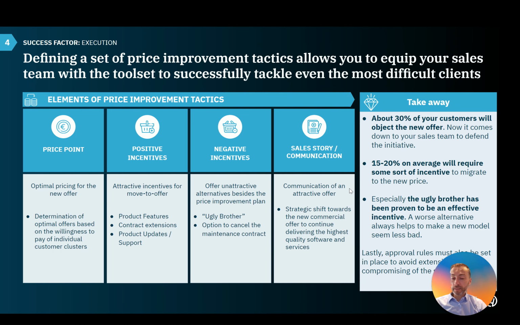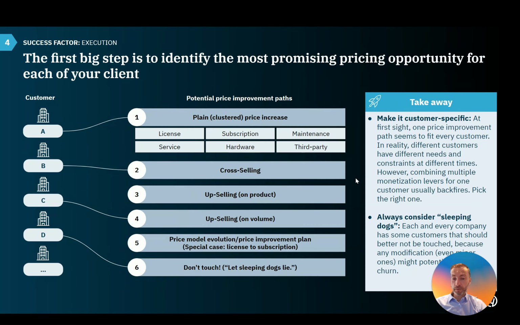We create a lot of tactics, positive incentives, negative incentives to ensure that the customer take rate will be higher. Otherwise, there are always a lot of customers, usually around 30%, who will object to the new offer, and we need tactics for them to also mitigate the churn risk.